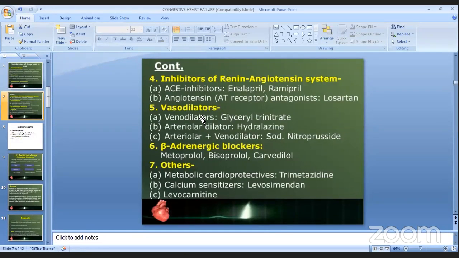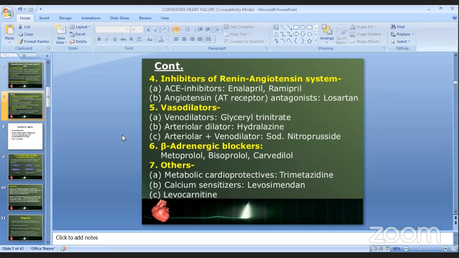Next is vasodilators. We have already discussed these in the anti-anginal drugs. That is glyceryl nitrate, isosorbide dinitrate or mononitrate, pentaerythritol nitrate, all nitrate categories of drugs. These are used as venodilators, that is, they increase venous dilation. And an arterial dilator drug is hydralazine. I will go for that afterwards.